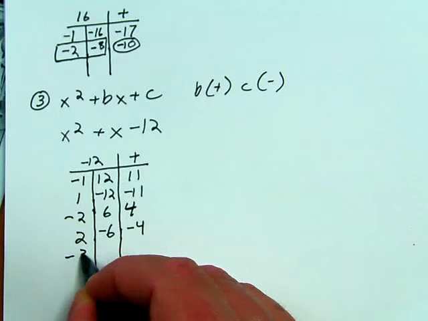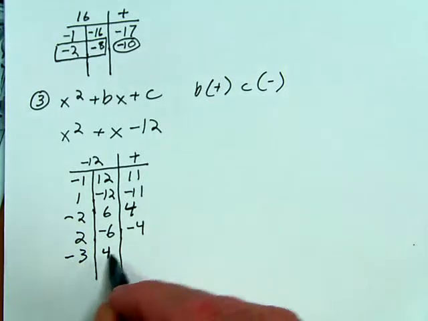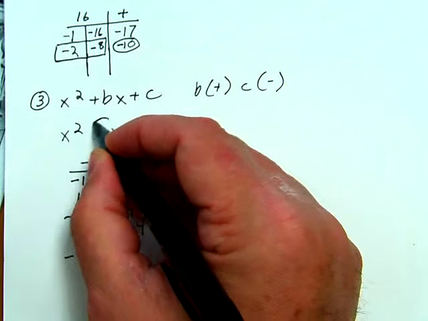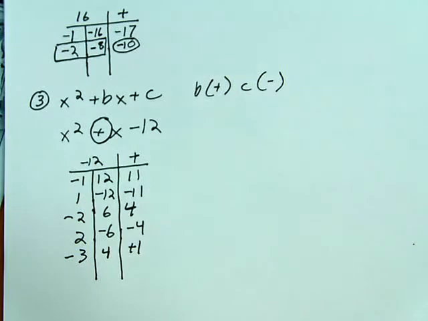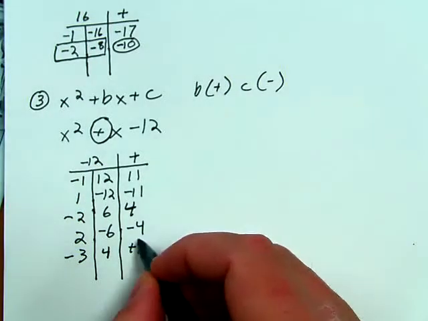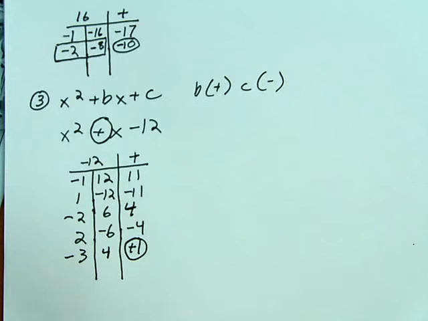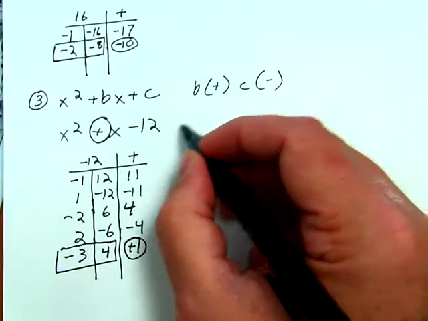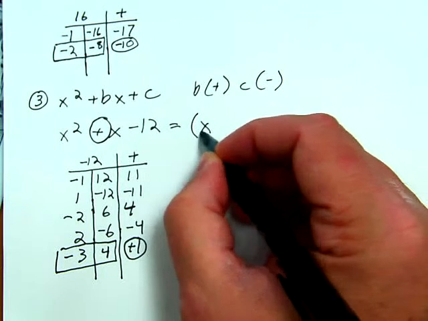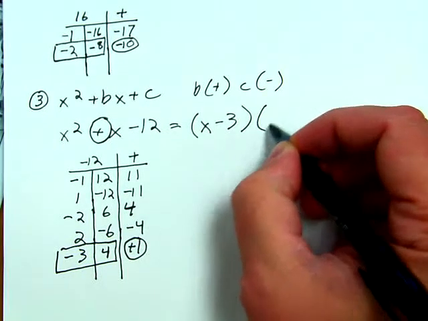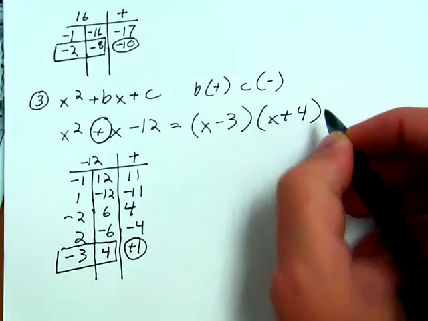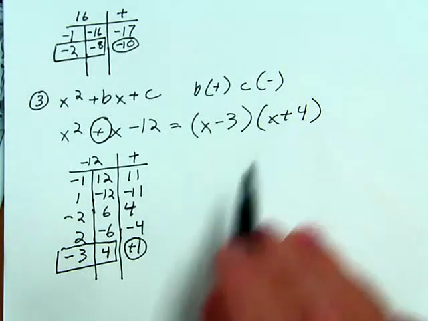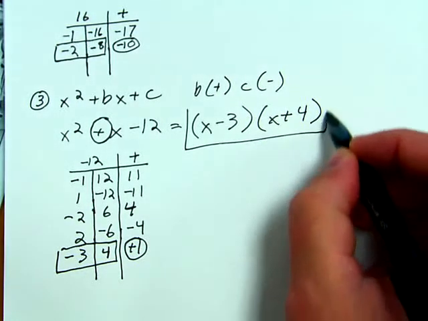Let's try negative 3 and 4. Negative 3 and 4 adds up to be positive 1. Well, that is what I'm looking for. There's my positive 1. Even though it's not written there, that's really a 1. So that matches. So these are the numbers that go into my factors: x minus 3 and x plus 4. See the negative 3 and the 4, negative 3 and the 4. And that is my factored answer.